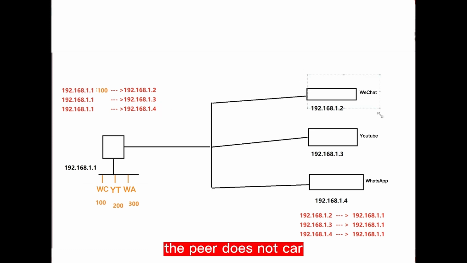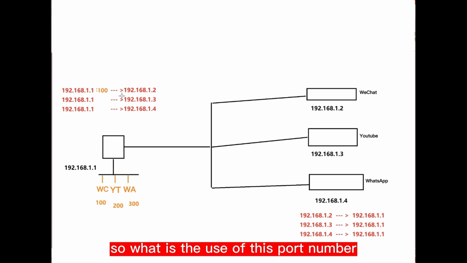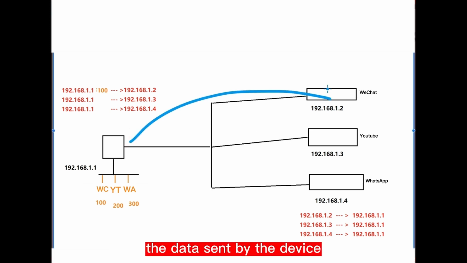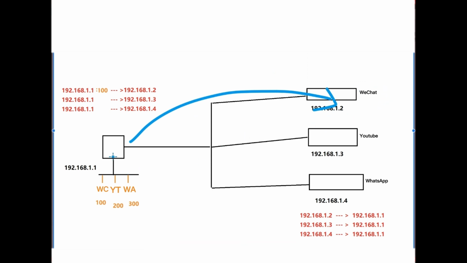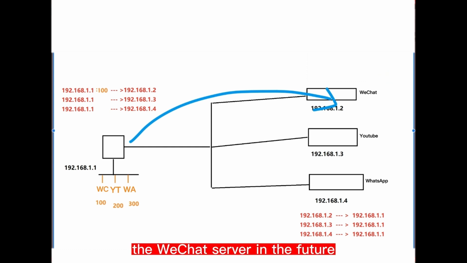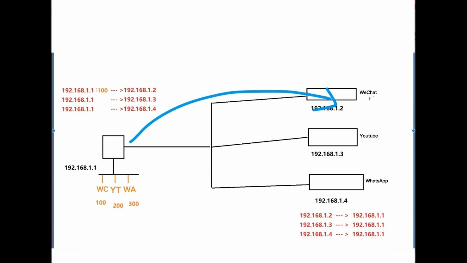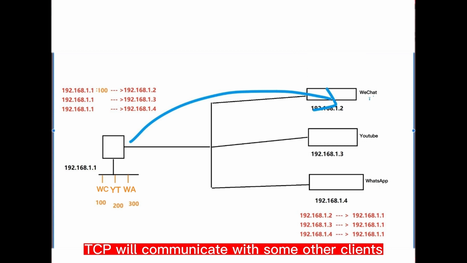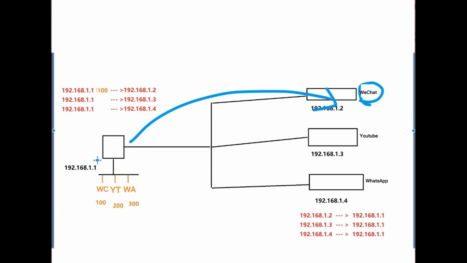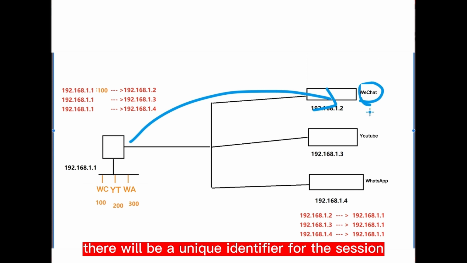Certainly, the peer does not care what your local port number is. So what is the use of this port number? The data sent by the device, how many ports for the WeChat server, it doesn't matter. If many devices access the WeChat server in the future, how to distinguish? Based on the TCP protocol, you will learn in subsequent advanced courses. TCP will communicate with some other clients. This is called the server. The server is called the client. If the connection is based on TCP, there will be a unique identifier for the session.